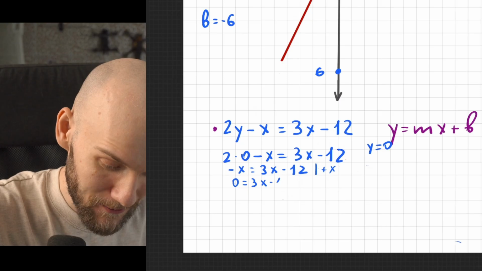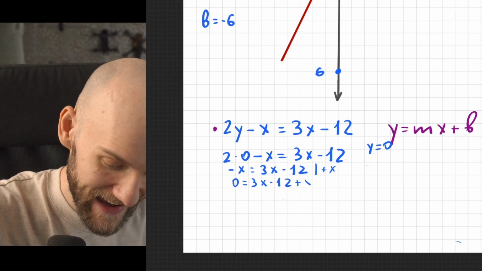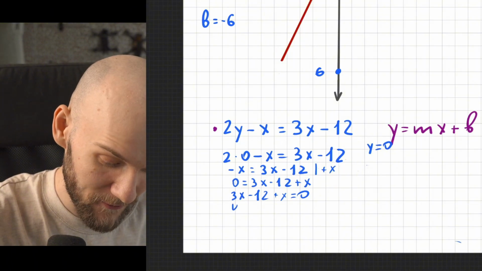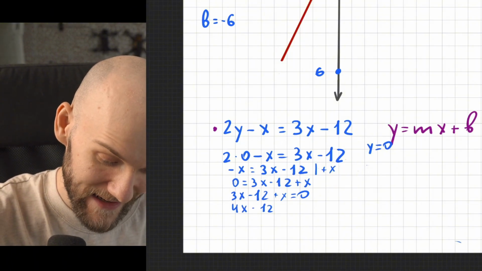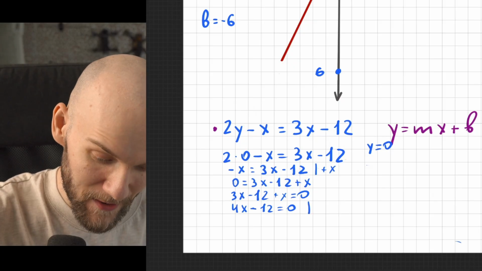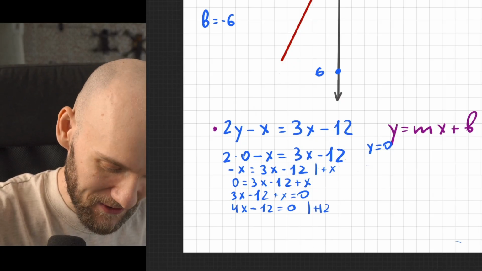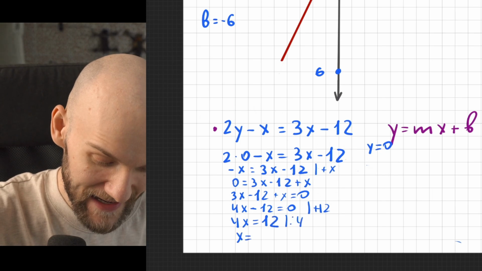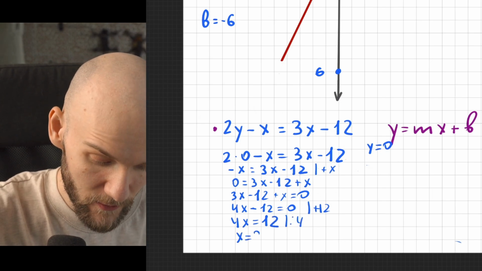We get x minus x, which is 0, equals 3x minus 12 plus x. And I will also switch places. 3x plus x is 4x minus 12 equals 0, and then we just add 12 to both sides. So it's 4x equals 12. Our x is 12 divided by 4, which is 3.